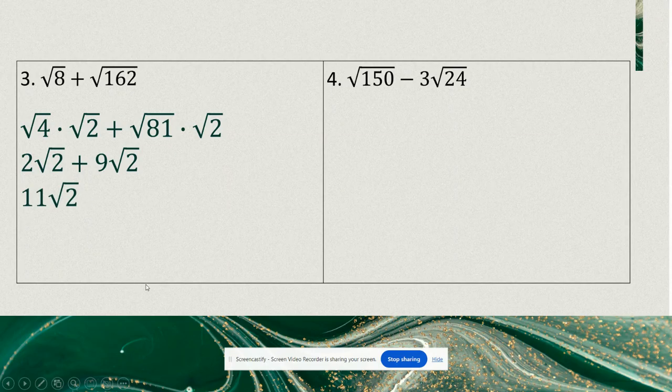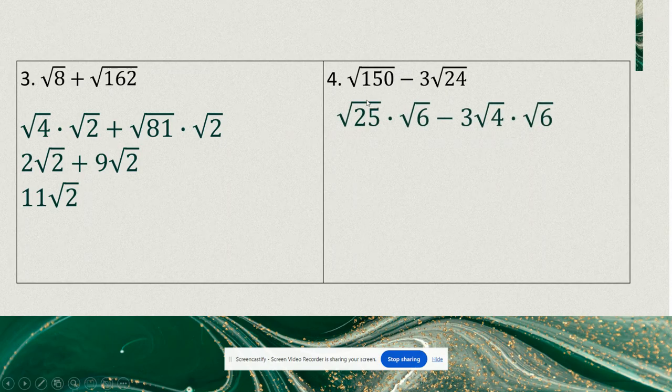So we're combining the process of that first lesson we learned and combining like terms, getting to the point where we can simplify radicals and combine them if we need to, whether it's adding or subtracting. So same process with number 4. We need to simplify these radicals.